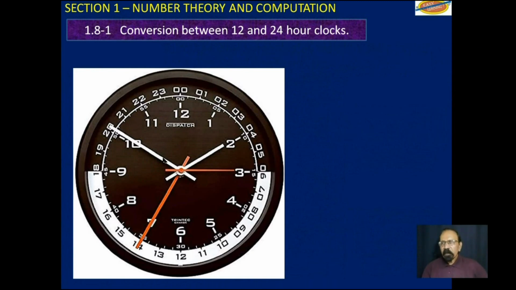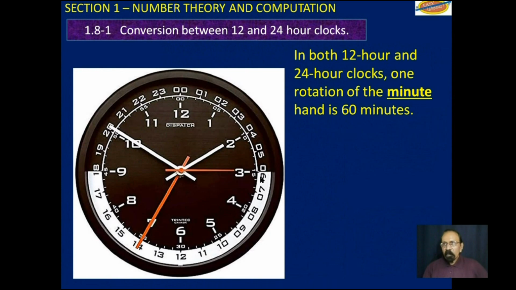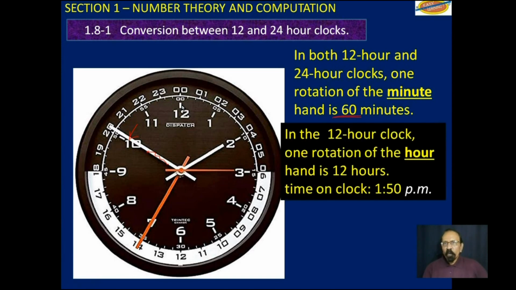Now you can see a clock here that has both the 12-hour system and the 24-hour system. In this clock, this is a minute hand, and one rotation covers 60 minutes, whether you are reading 24-hour or 12-hour. In the 12-hour clock, one rotation of the hour hand is 12 hours. So the time on this clock that you see here is actually 1:50, and the only reason we know it is PM is because of the 24-hour clock.